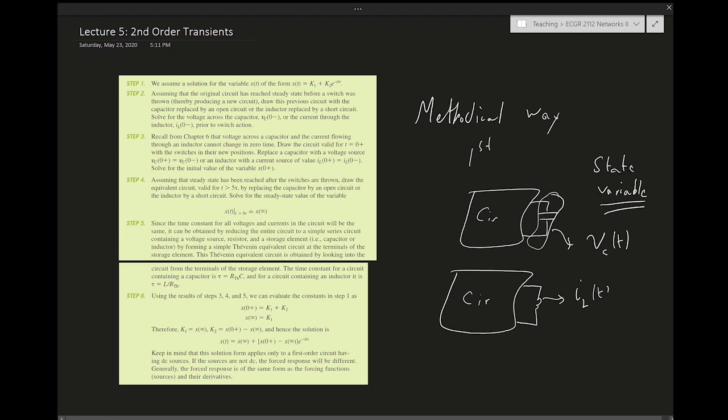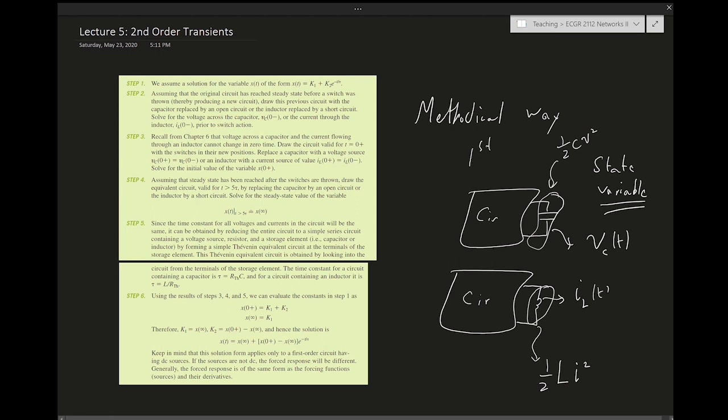Because the capacitor carries its energy in its voltage. The energy of a capacitor is half CV squared. The inductor carries its energy in its current. Right, so the energy is half Li squared.